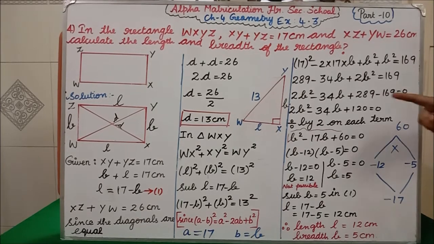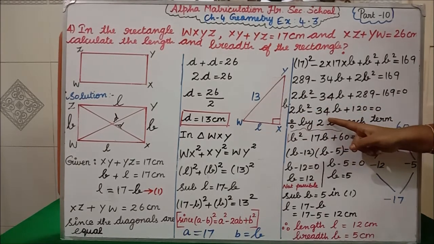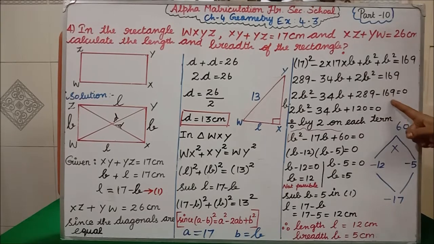The next step: 2b square minus 34b plus, if you subtract both this plus and minus, you have to subtract. After subtracting, you have to see the greater number sign. Your greater number is what? 289. For that, what sign are we having? Plus. So I am writing plus 120 equal to 0.